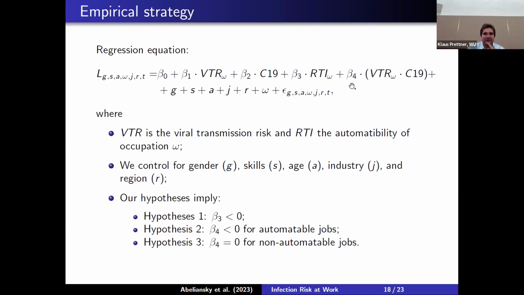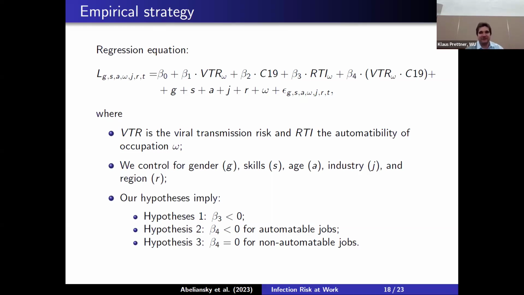But what we are interested in are these four terms here with the four parameters, beta 1, beta 2, beta 3, and beta 4. The first one is the viral transmission risk in the given occupation, omega. So that's really how much you are at risk to get infected at the workplace. Then beta 2 is a COVID-19 dummy, so it's only one in the years where COVID-19 is present in the data, and it's 0 before 2020 actually. And then we have the combination of these two, which we are actually interested in, namely the interaction term between the viral transmission risk and the COVID-19 pandemic, because what we argue is that before the COVID-19 pandemic hit, the viral transmission risk at work was actually not really anything that anybody cared about, right?